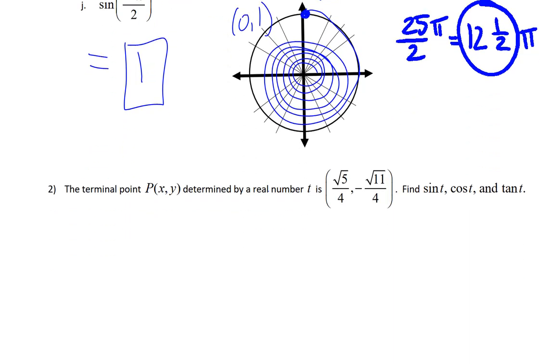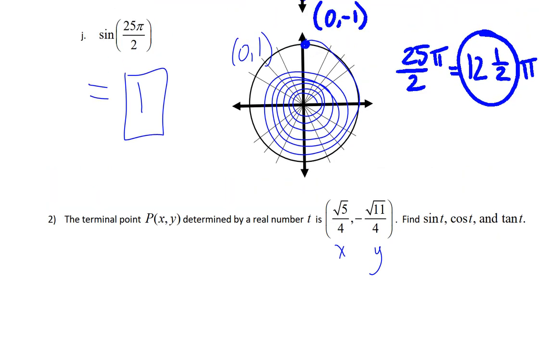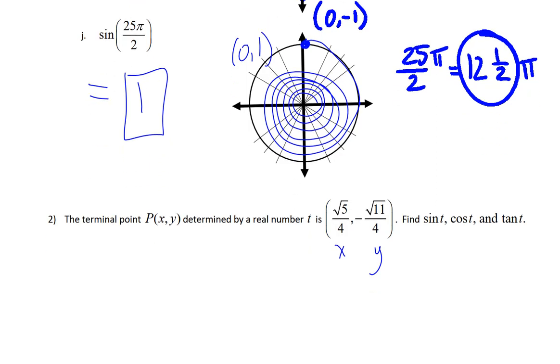Okay, and next we're given a different scenario here. In this next example, it says the terminal point P of x comma y, determined by a real number t, is, and then they're giving us this terminal point. It's square root of 5 over 4 for the x coordinate, and then negative square root of 11 over 4 for the y coordinate. Okay, notice that's not one of our special normal terminal points. If you go back up to the unit circle, you won't find this one on it as one of our normal ones. That's okay though, because our goal is to find the sine, cosine, and tangent of t.